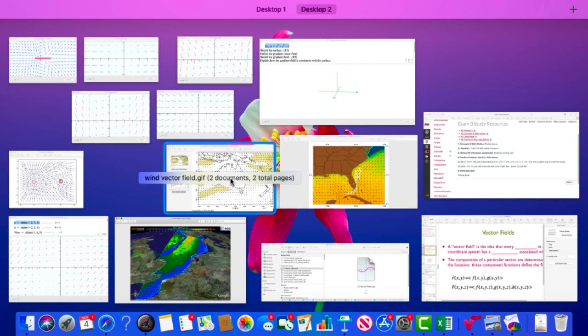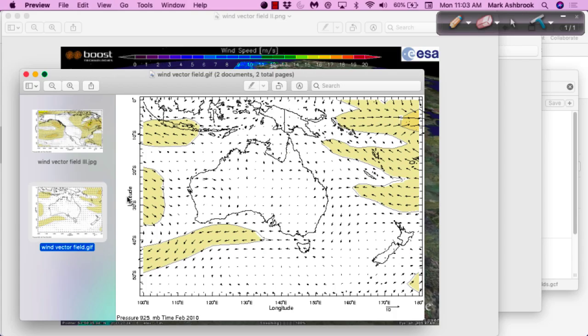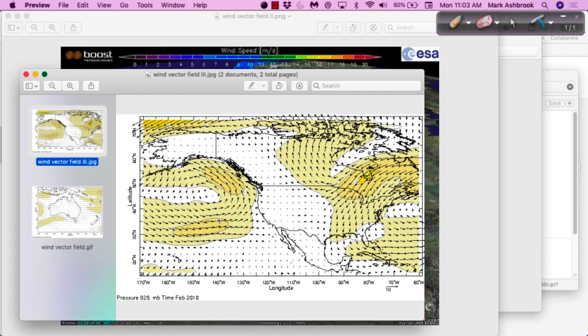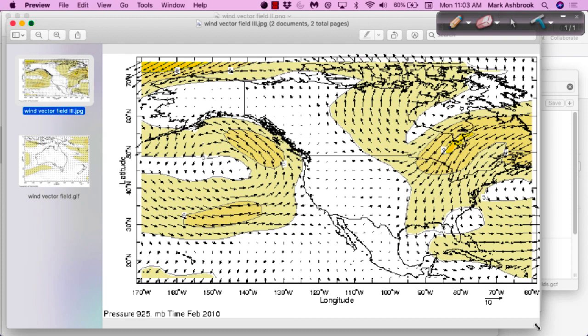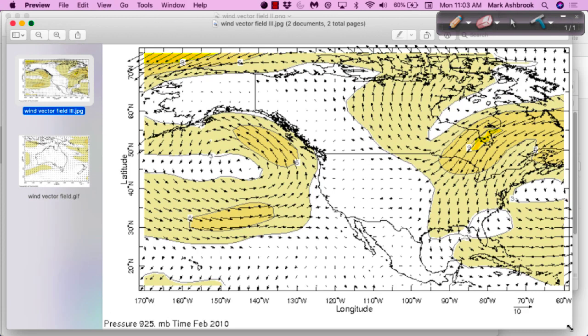Oh, here we go. Here is a wind field, showing wind vectors. Notice Arizona in July. Very hot. No breeze to cool us off. Zero vectors. So this is another idea of a vector field, a wind field.